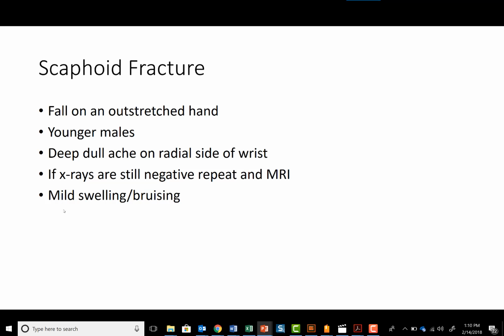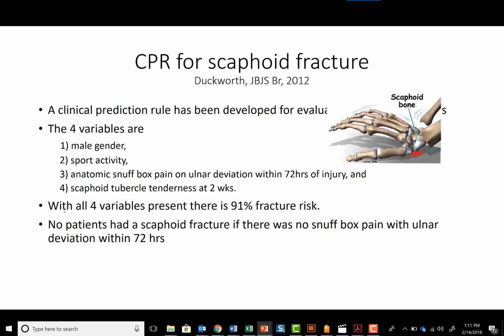Thus, that's a higher population. They're going to have a deep dull ache on the radial side of the wrist. If x-rays are negative, they're going to repeat the MRI. They're going to have mild swelling and bruising.